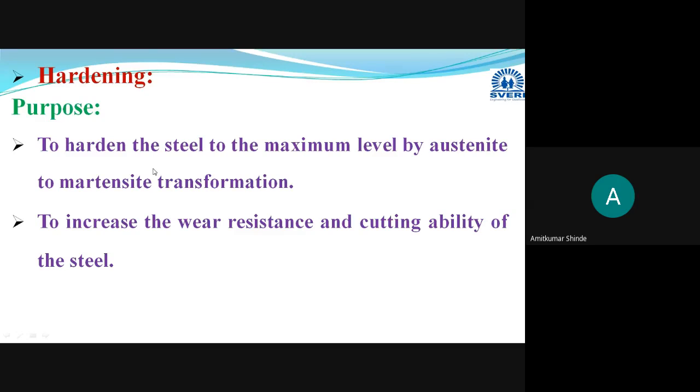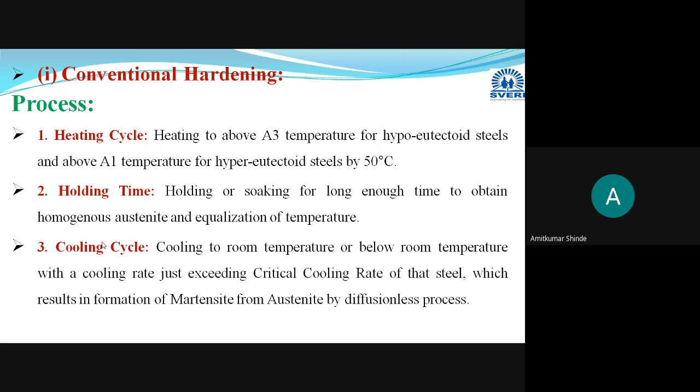And this second purpose will be automatically achieved: as you are hardening the steel, automatically its wear resistance and cutting ability will get improved. That is the second purpose of our hardening process. Okay, only two purposes are there. First is to improve the hardness, that is to do the hardening of the steel. And second purpose is to increase the wear resistance and cutting ability of the steel. And this is the purpose of conducting the hardening heat treatment process. Now how this hardening heat treatment process will be conducted, that is explained in the next slide.